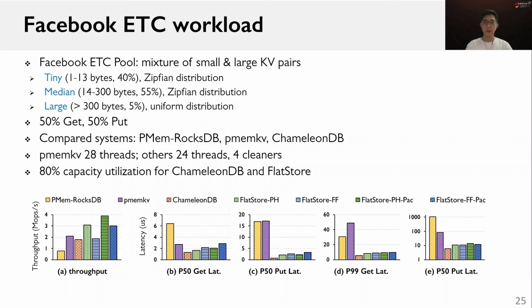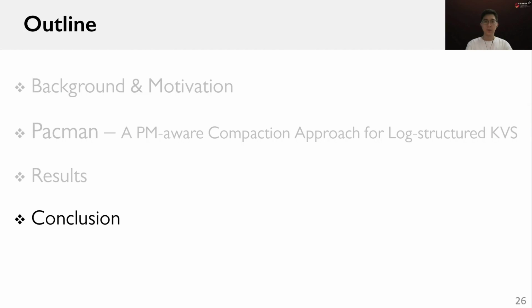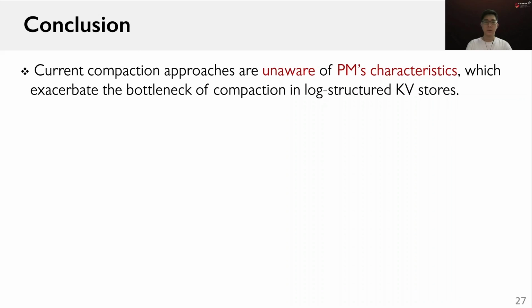Figure A shows the throughput, and the other 4 figures show the median and tail latency. From these figures, you can see log-structured KV stores have higher throughput and lower latencies, which proves the log-structured approach suits PM well. Our Pacman further enhances log-structured KV stores.